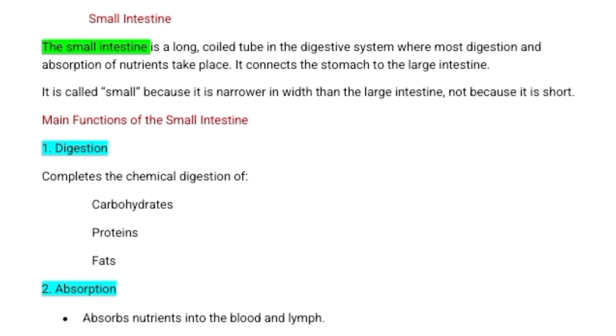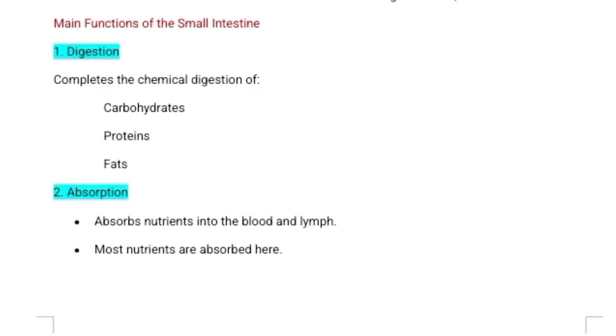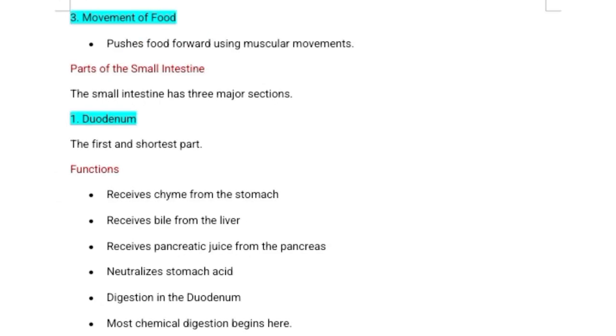Main functions of the small intestine. 1. Digestion, completes the chemical digestion of carbohydrates, proteins, and fats. 2. Absorption, absorbs nutrients into the blood and lymph. Most nutrients are absorbed here. 3. Movement of food, pushes food forward using muscular movements.